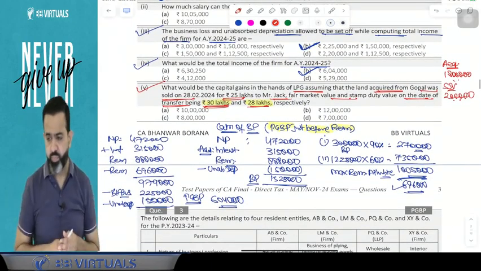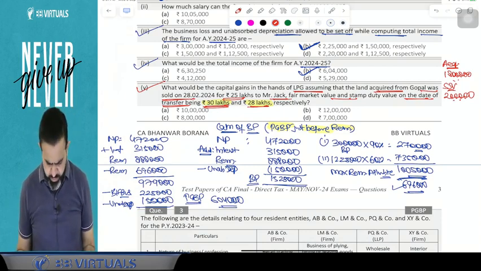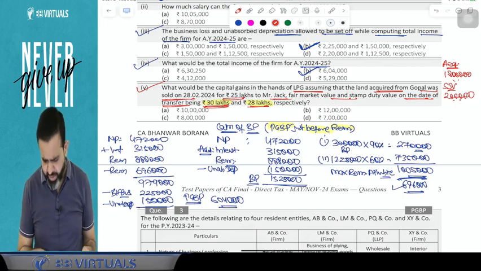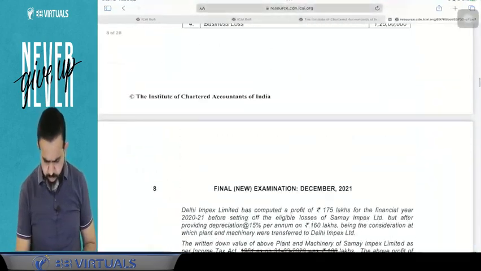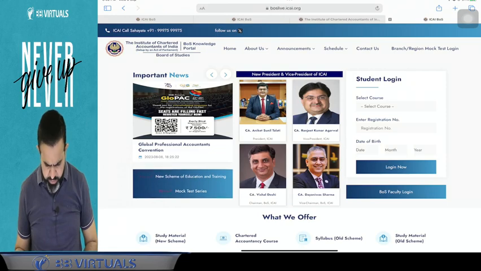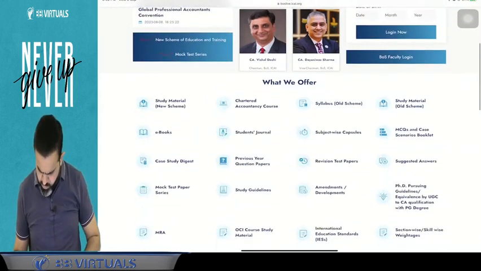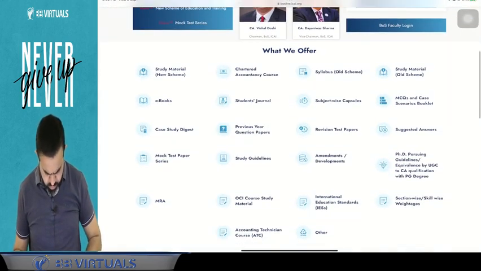Just give me a minute. I took this question from the ICAI material. Let me check. I think it should be 6,04,000 only. B should be the correct answer. Let me check with the BOS.